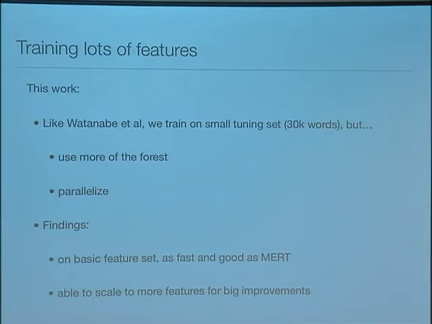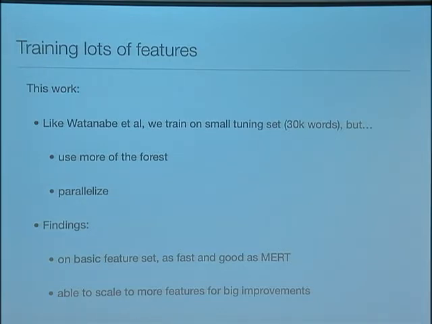And the second difference between our method and Watanabe's is that it's parallelized. In our experiments, we use 20 processors, and that speeds it up by about a factor of 20. Both of these are geared towards making the method even more practical. So instead of having to decode my tuning set 80 times on a single processor, I can decode it 10 times on 20 processors. So it's much, much faster.